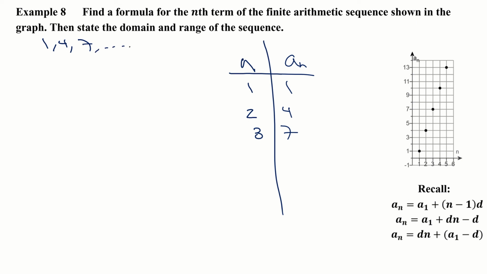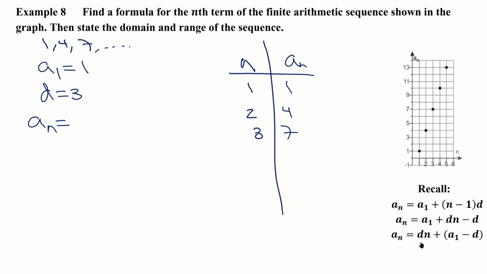So it's easy to find a1. That's just 1, right? The first term of this sequence is 1. d is, of course, easy to find. You just do 4 minus 1, right? And now I should be able to write the formula for a_n, or the nth term, right? It's going to be dn plus a1 minus d. I can use this or I can use that. Makes no difference.